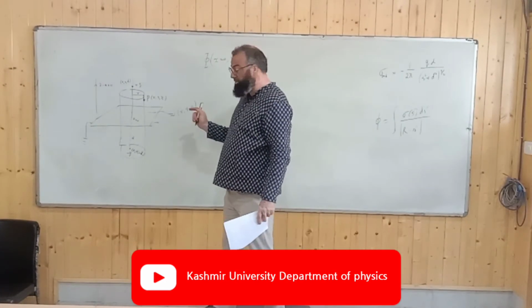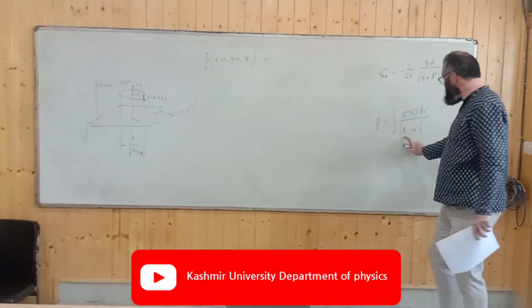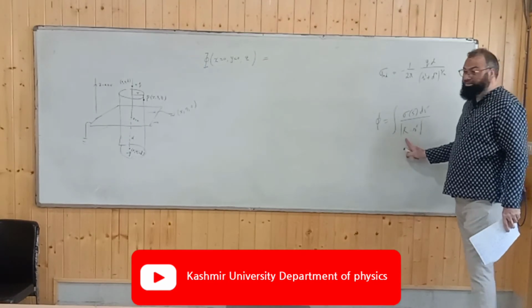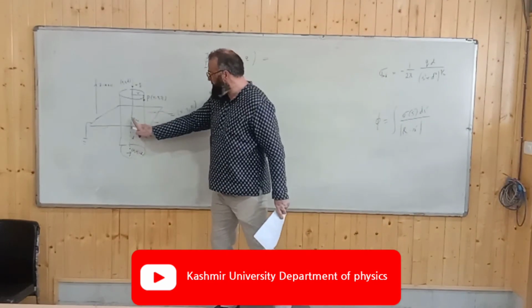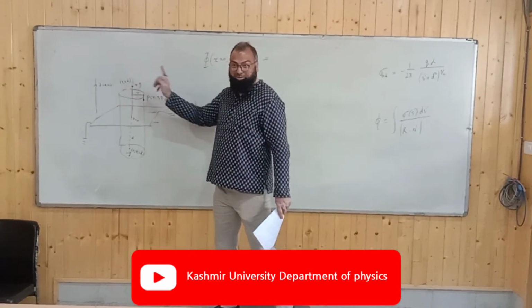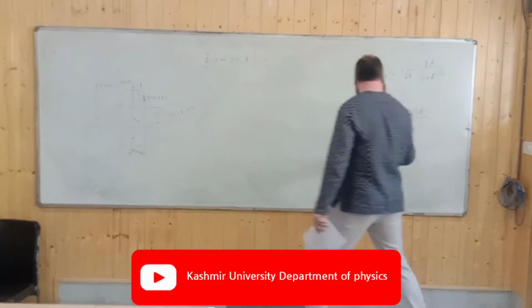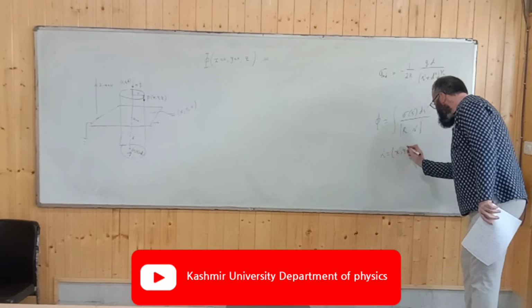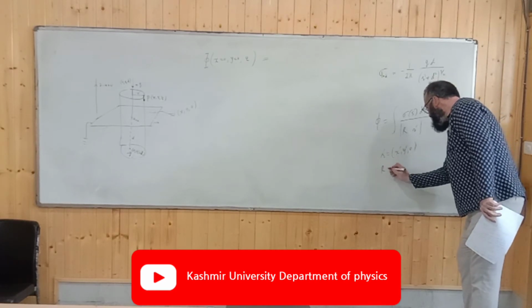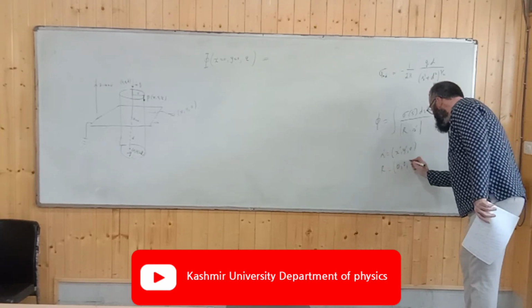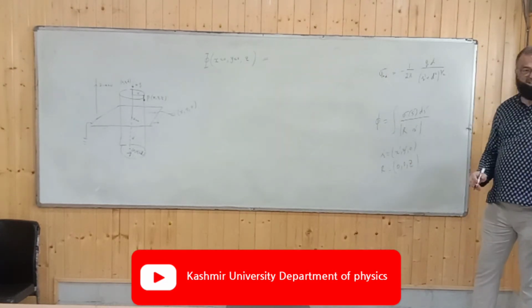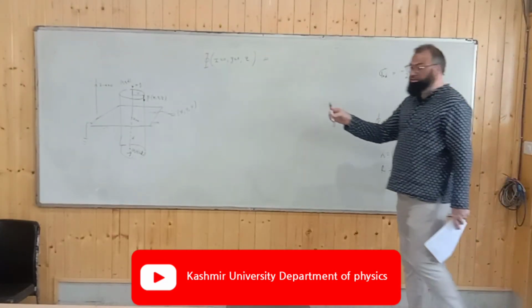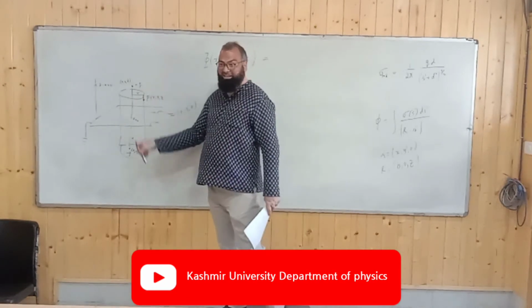Now what about this point R? Since we are considering only along the z direction, in our case R prime will be simply x prime, y prime, 0, and this R is simply 0, 0, 0. Clear? So I am considering only the force of attraction along which direction? Z direction.